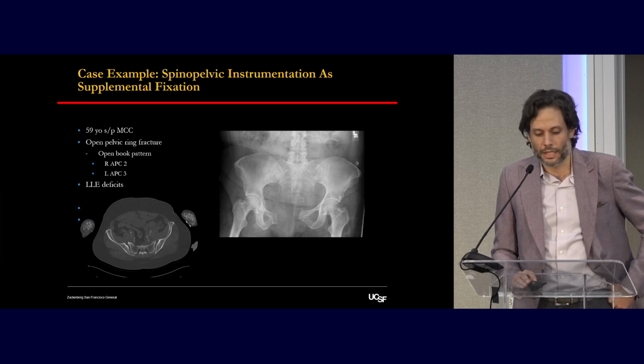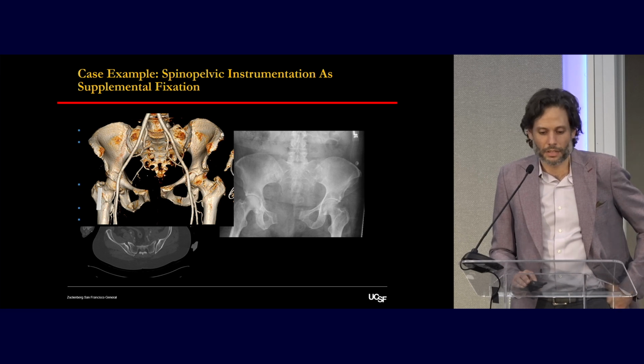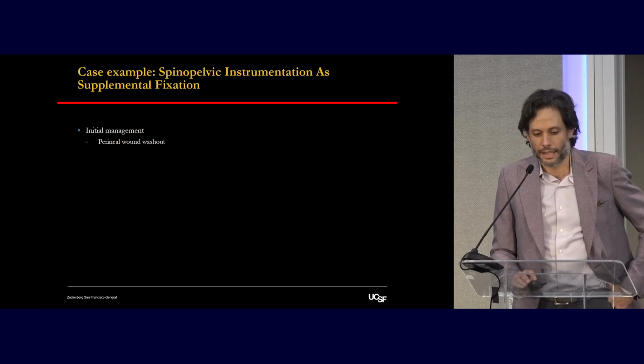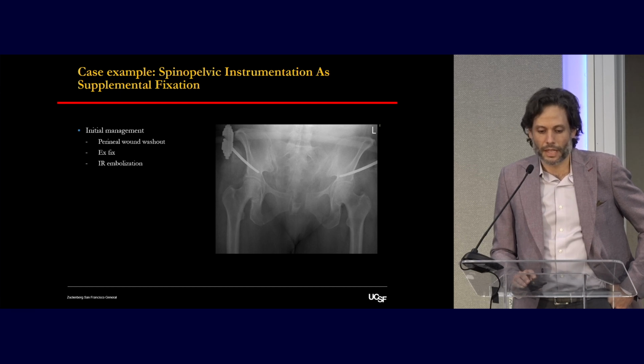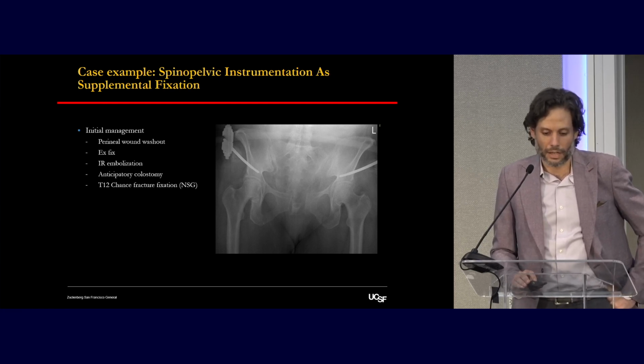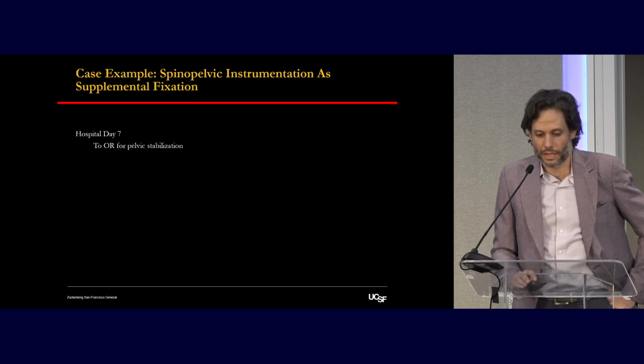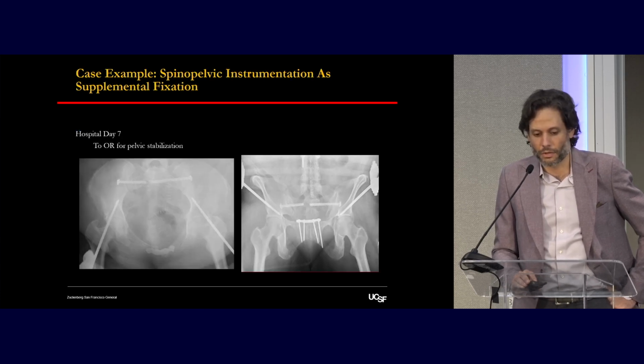And so she has a right APC2, a left APC3. That's the initial CT scan. Initially she had a perineal washout, an X-fix, IR embolization subsequently, and then a couple of days later had an anticipatory colostomy to help manage the wounds. She had her spine injury treated by her neurosurgery colleagues. On hospital day 7, they closed her fascia by that point, and so we took her to the OR.